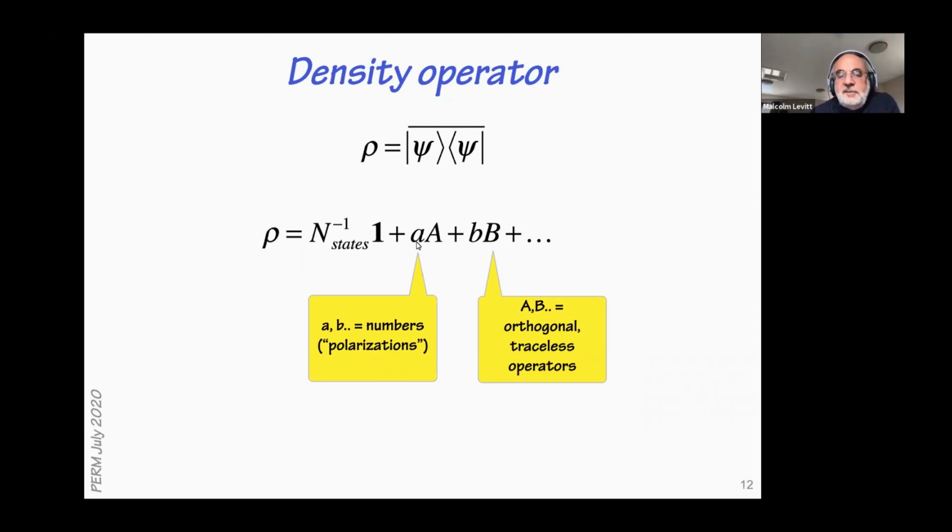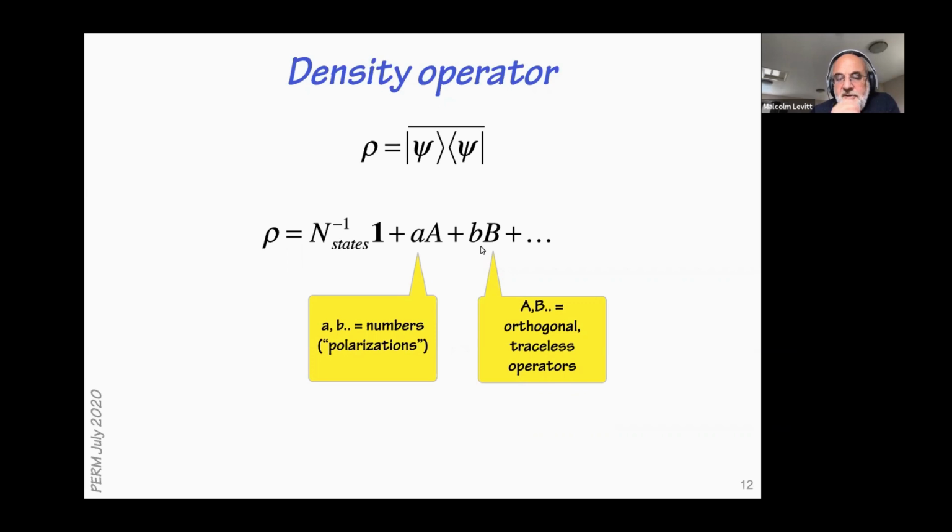So the interesting terms are these extra terms here, which are other operators multiplied by numbers. And loosely speaking, we can call the numbers polarizations, and the operators are different modes of spin order. So technically they're orthogonal and they're traceless.